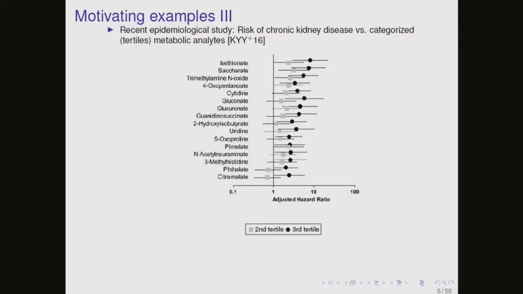And here you see a lot of these endpoints, a typical, then they have adjusted hazard ratios. The black one is comparing the third tertile versus baseline, and the dashed one or the gray one, the second one.